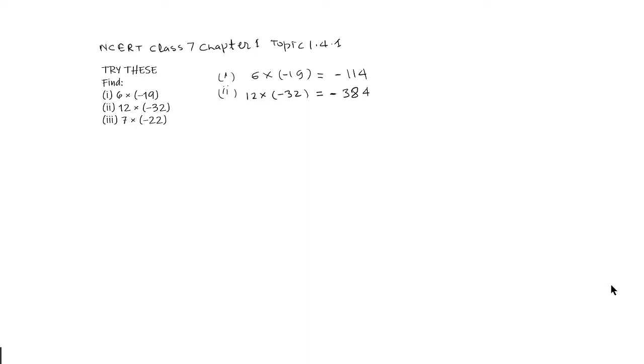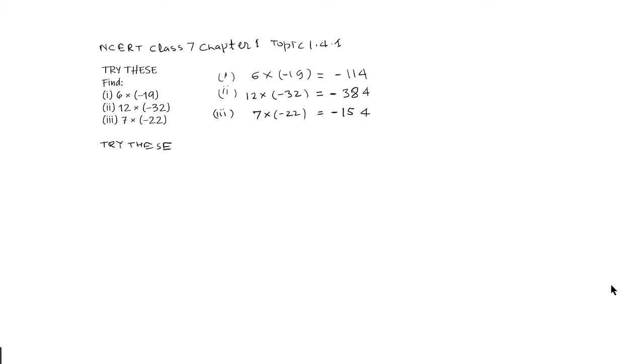The third question, 7 multiplied by minus 22. So I multiply 7. 7 times 2 is 14. We carry 1. 7 times 2 is 14 again, and 14 plus 1 is 15. So this is 154, and there is a minus sign, so I put minus sign here. So 7 multiplied by minus 22 equal to minus 154. So we go to another set of questions under Try These.